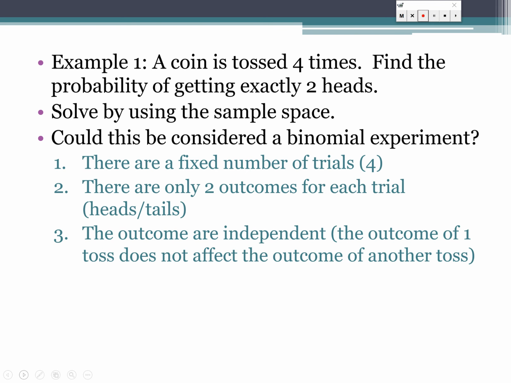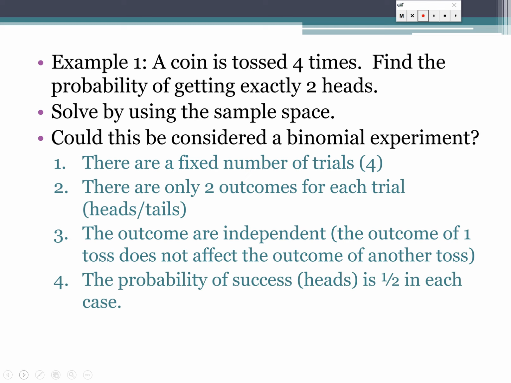The outcomes, they're independent. So the outcome of one toss, or even the outcome of just each coin, doesn't affect the outcome of the other tosses or the other coins. Everything is independent, which then leads us into the probability of success. And in this case, we're looking at the number of heads. We want exactly 2 heads. So the probability of getting heads is a half in each case. So for each coin, each toss of that coin, probability is a half. That doesn't change. It stays steady across the board. So can this be considered binomial? Yes. All 4 conditions are met.